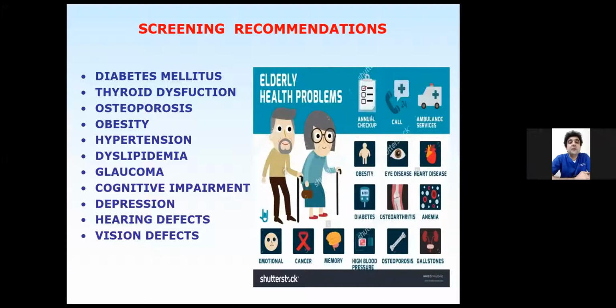and that's one of the reasons for fall. We talked about cognitive impairment, we talked about depression, and we also talked about hearing defects and vision defects. So when we do a comprehensive geriatric assessment, these are the individual diseases and disorders that we look into. Next slide.